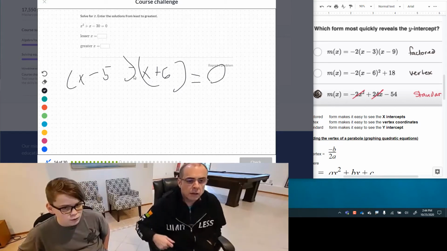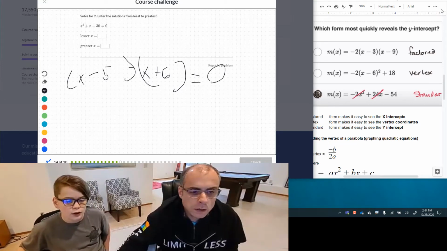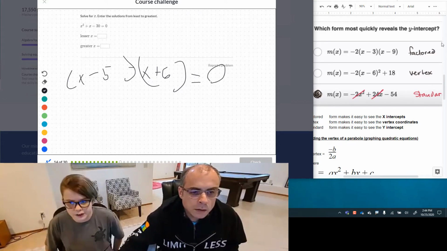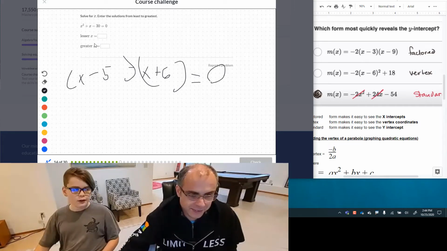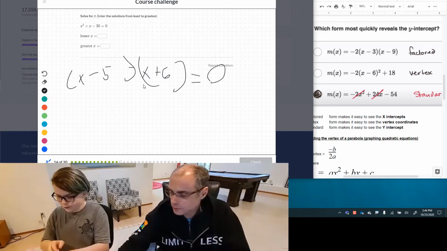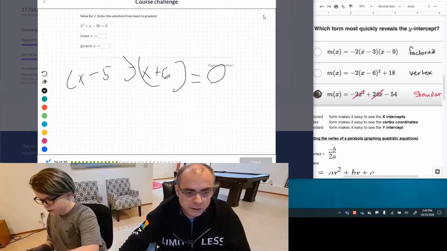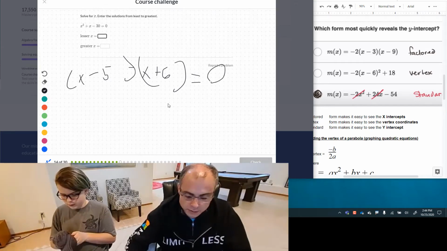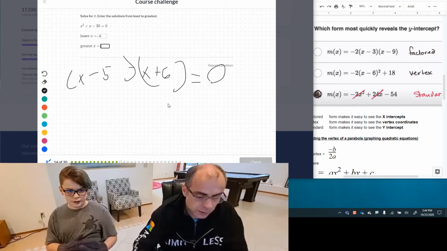So the lesser one is negative 6. Okay, fine. Which one is negative 6 and the bigger one is 5. Can you move your pen, please? Because it's not really... Thank you. This one is negative 6, yeah, negative 6 and 5.